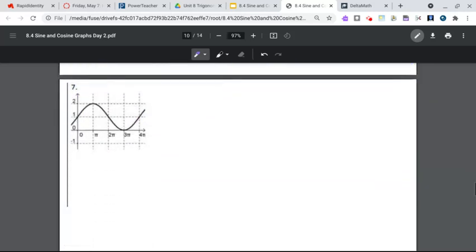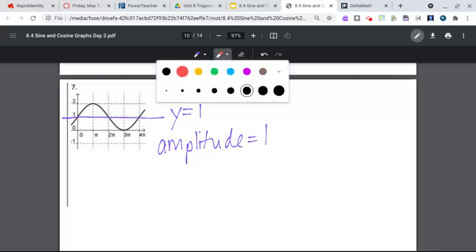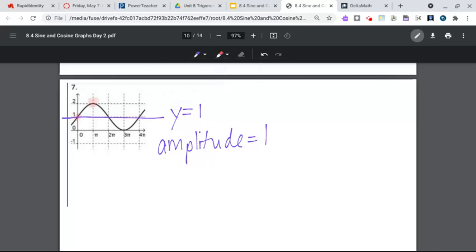Okay, next graph reaches as high as 2, as low as 0. So our midline has to be here at y equals 1. Our amplitude has to be 1 because from the midline to the max and to the min is a length of 1. Watch the points: midline, max, midline, min, back to midline. So there's no x-axis reflection because it starts at its midline. It's going to be a sine function.